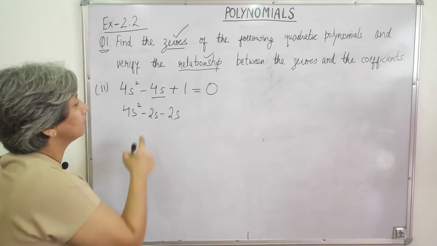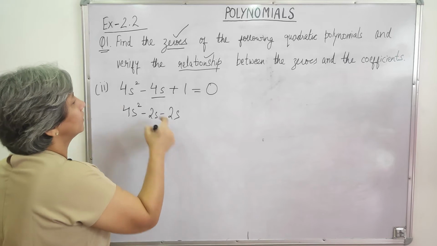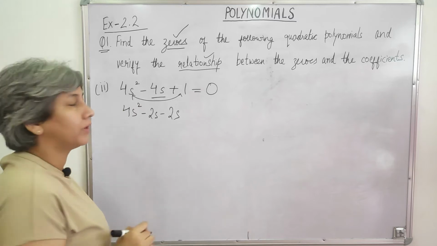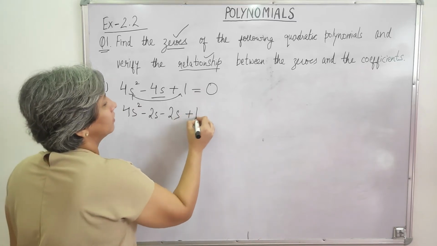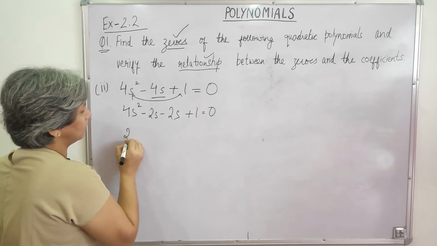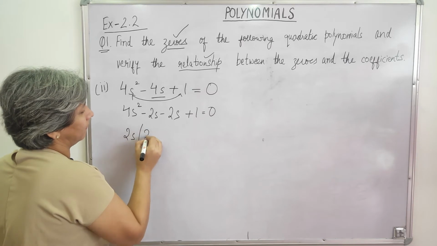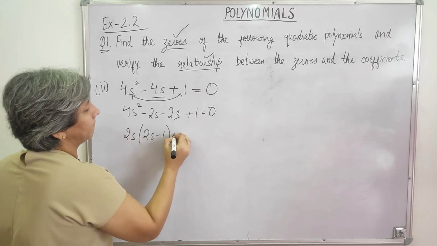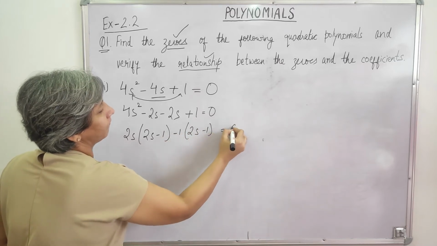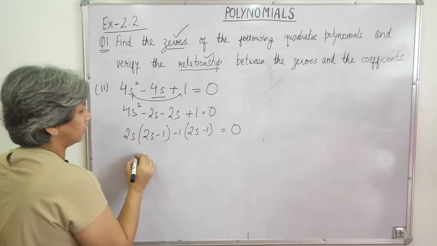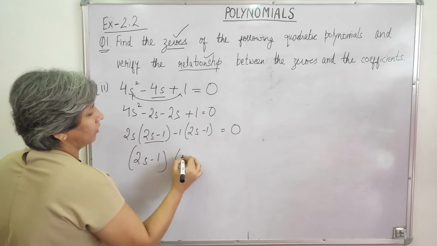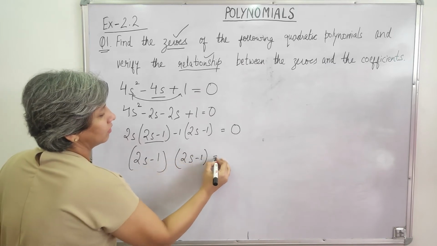So we'll get minus 2s minus 2s, and if you multiply them, it will be plus 4s², which is nothing but the product of the first and the third term, right? And this is exactly the way we did our first question. So we'll take whatever is coming common, right? Then again we take 2s minus 1 common. We'll get 2s minus 1 inside.